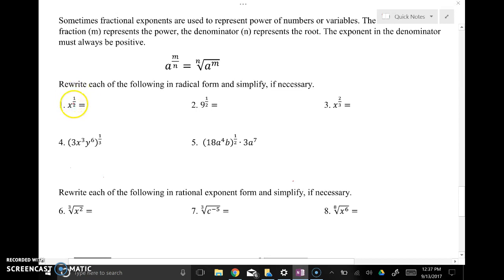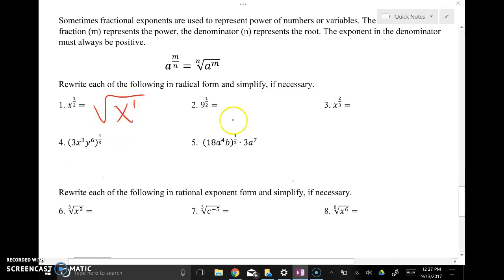So x to the 1/2 power, my denominator is 2. So that means when I make a radical, this number here would be 2. A lot of times you'll see it blank, and it's an understood 2, but if you put a 2 there, it's okay. It doesn't hurt the process. And then the numerator stays with the base here, and it goes underneath the radical.